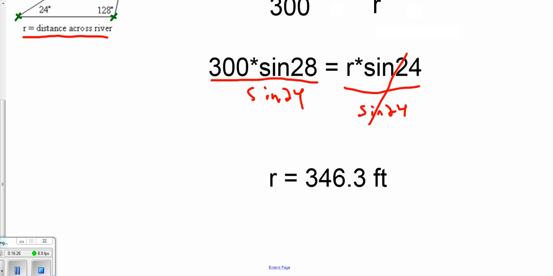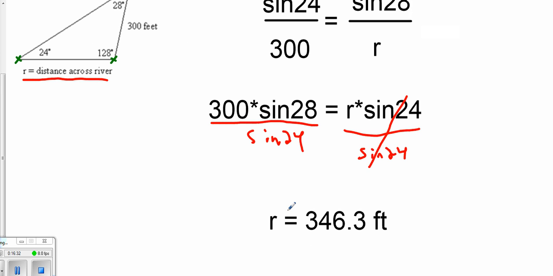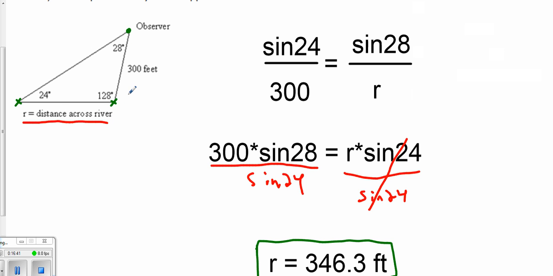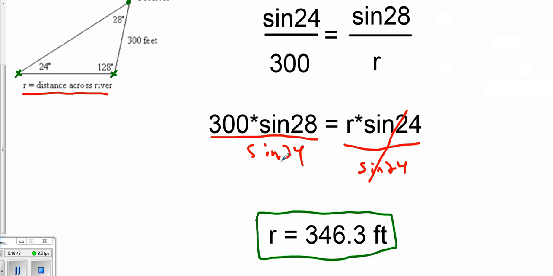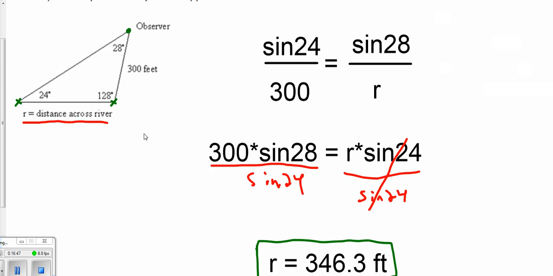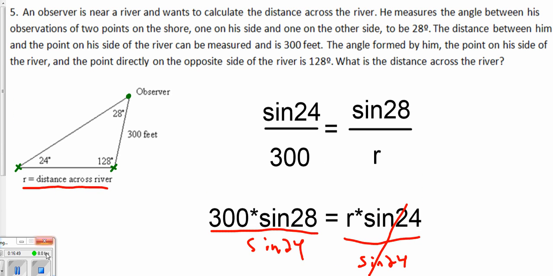346.3 feet. So without having to go all the way across the river with a big tape measure, by the way, tape measures do not go 346.3 feet long, so it might be impossible to measure that. He can use trigonometry to find out the distance across the river is going to be 346.3 feet. And that will be our final answer for our final example.